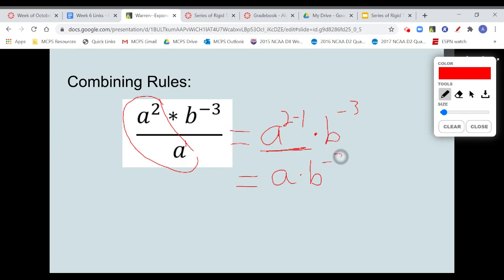Well, remember, a negative exponent means I'm going to take that term, put it in the denominator, but make the exponent positive. So I'm going to rewrite this, but I'm going to bring b to the 3 down to the denominator, and now all of a sudden it has been made positive. So that whole term simplified is a divided by b cubed.